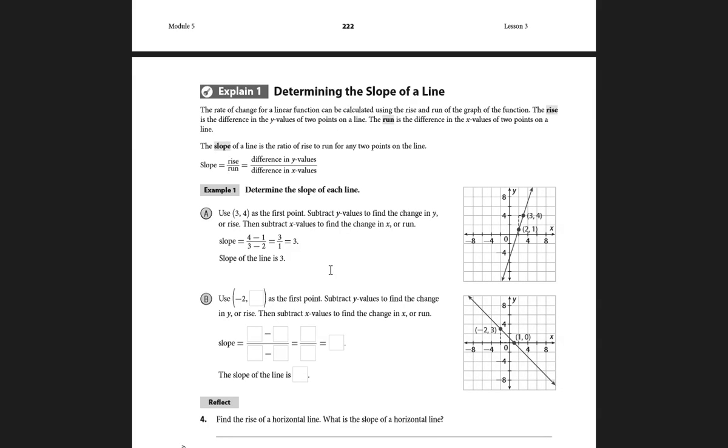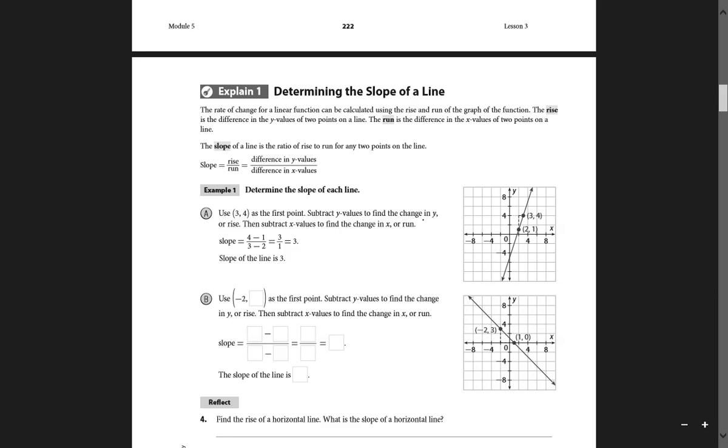Okay, 5.3 is about interpreting rate of change and slope. Let me start explaining the first example in your book. Example 1 is determining the slope of a line. To determine the slope of a line, we use the graph.